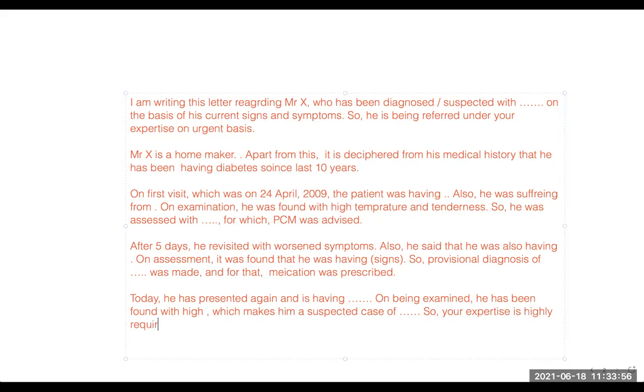So that is how you write the letter which comes in a visit. He has presented again, he came by himself. There is no passive voice. He has presented again and he is having this. On being examined, he has been found with this, which makes him a suspected case of this disease, the same one that you have mentioned. This is the only thing that will repeat. The first and the last paragraph would be the same. So your expertise is highly required in this case and would be highly appreciated as well.